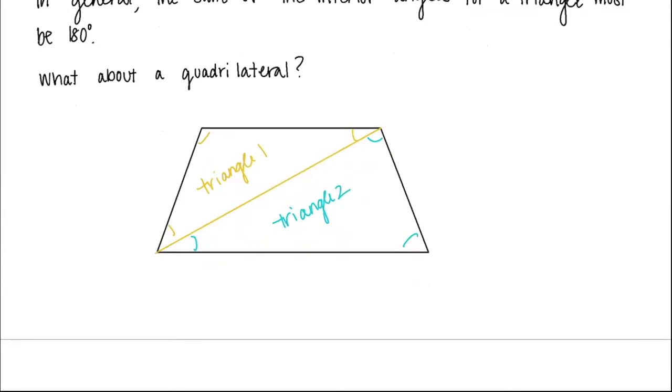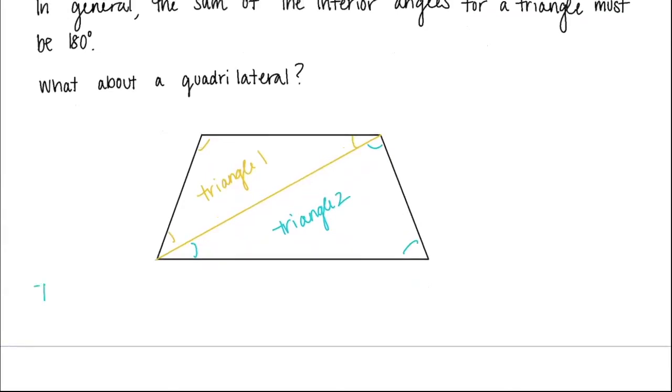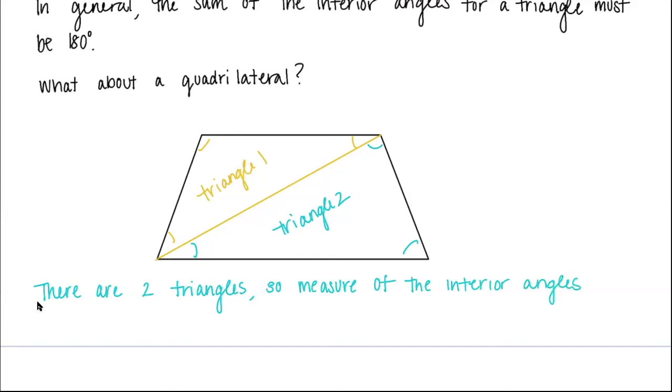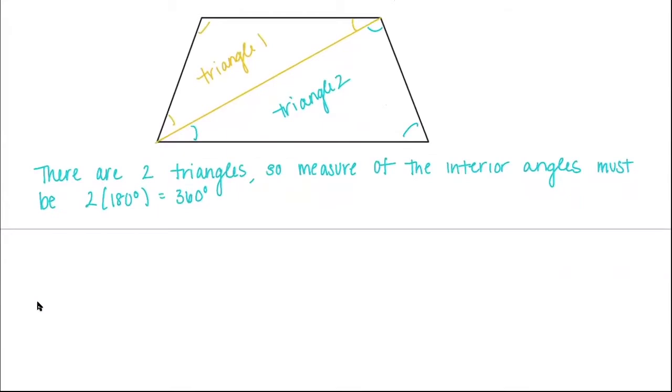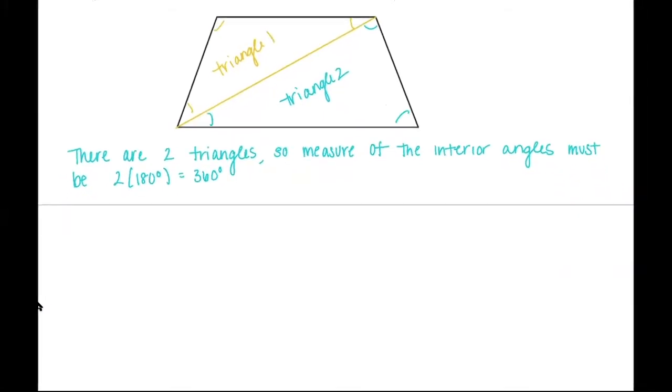So for a quadrilateral, there are two triangles. So the measure of the interior angles must be 2 times 180 degrees, which means they have to add up to 360 degrees. Okay. Let's try one more shape. We'll bump it up one more side. Let's look at a pentagon.